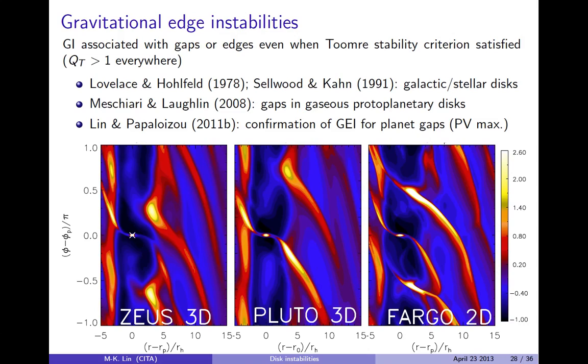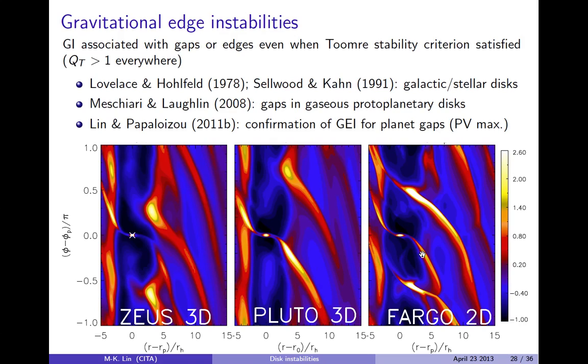And the relevance here is that planets open gaps, and if the disk happens to be massive, then you can ask, is the gap stable? So in the bottom 3 plots here are a series of simulations I did over time of a giant planet interacting with a self-gravitating disk, done with 3 different hydrocodes: Zeus in 3 dimensions, Pluto in 3 dimensions with self-gravity, and the Fargo code in 2 dimensions.